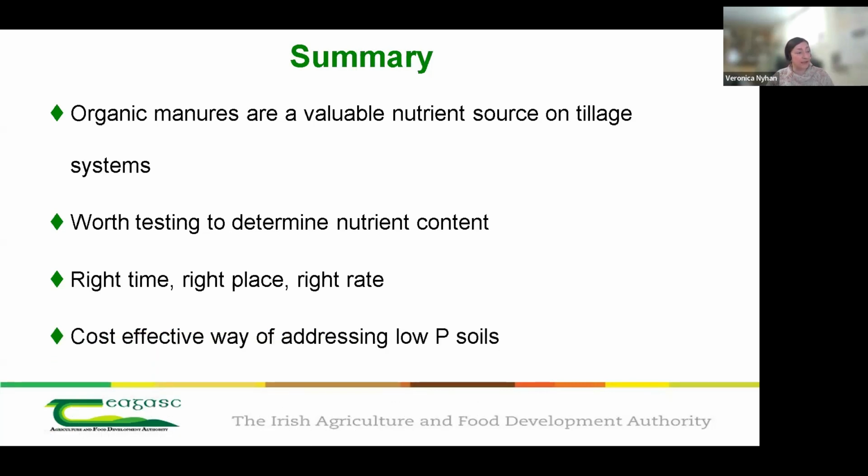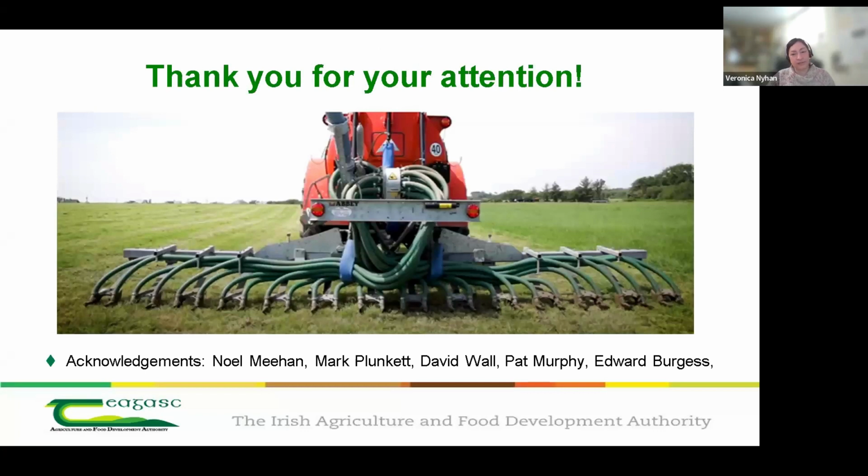And finally, they can be a cost-effective way of addressing low phosphorus soils. While ideally you rotate it onto silage, it's worth looking at where your low P soils are, as slurry can be a cheaper way to build back up phosphorus compared to chemical fertilizer. So thanks for your attention.